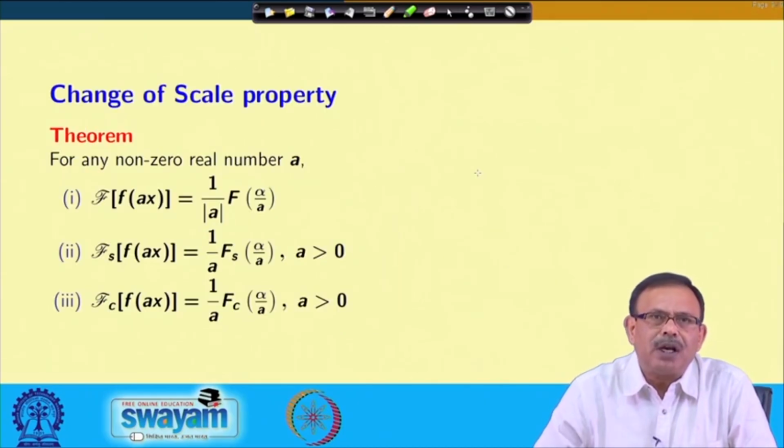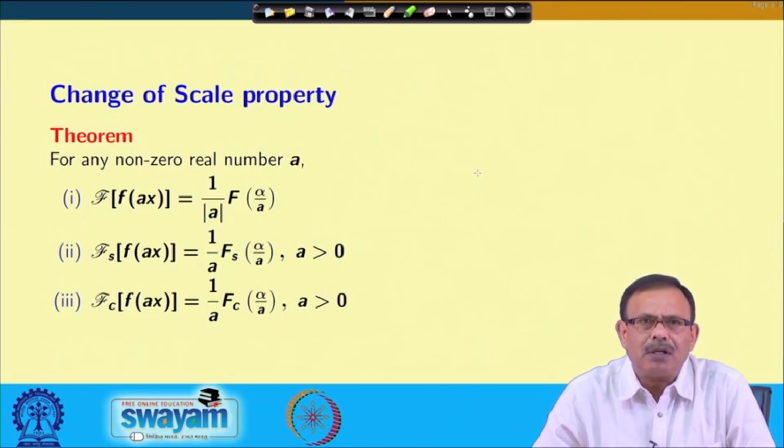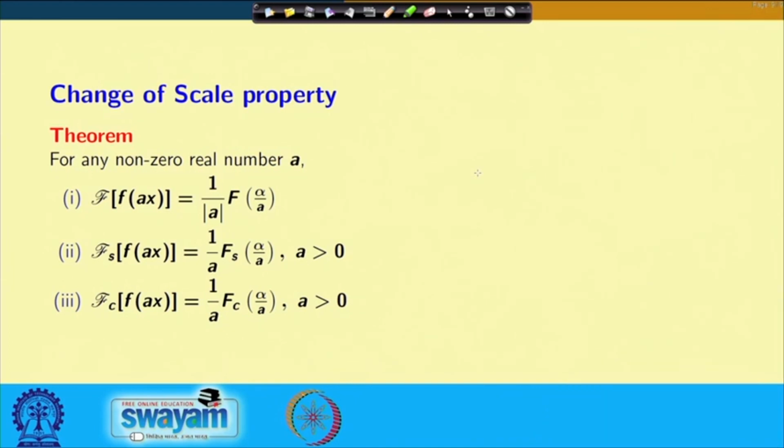The change of scale property, for any non-zero real number a, I have written as 3, where a is a real number. The Fourier transform of f(ax), that means earlier you were adding, now you are multiplying x by some non-zero number, then this will be equal to 1 by the absolute value of a times the Fourier transform of f at α by a. Similarly, the Fourier sine transform of f(ax) equals 1 by a times the Fourier sine transform of f at α by a, for a greater than 0, and the Fourier cosine transform of f(ax) equals 1 by a times the Fourier cosine transform of f at α by a.